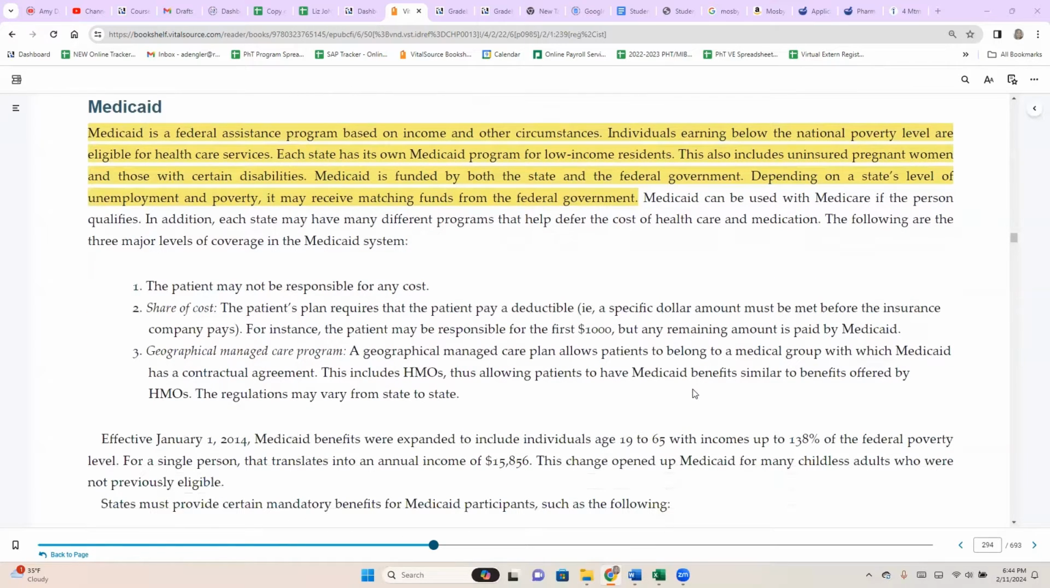The following are the three major levels of coverage in the Medicaid system. One, the patient may not be responsible for any cost. Two, share of cost. The patient's plan requires that the patient pay a deductible. Or three, geographical managed care program. A geographical managed care plan allows patients to belong to a medical group with which Medicaid has a contractual agreement.